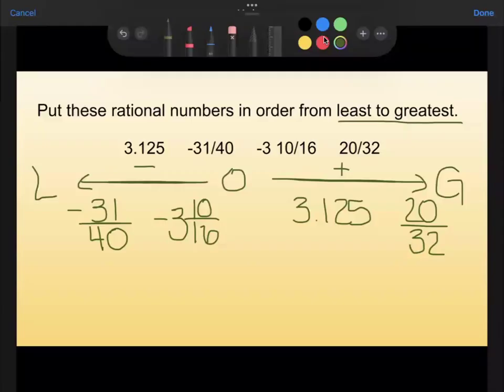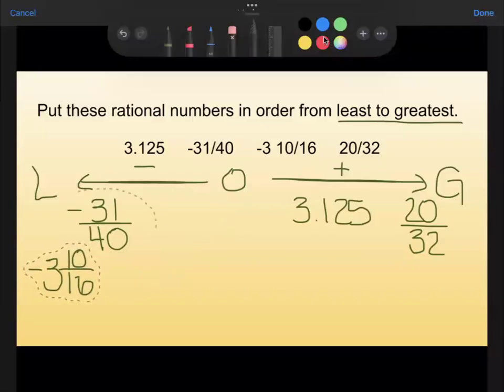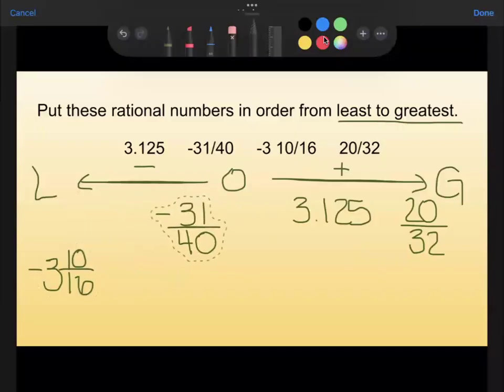So our first fraction is negative 31 over 40. There's no whole number there, but our second one is negative 3 and 10/16. There is a whole number there. So having three negatives is more than having no negatives or zero whole numbers. So I know that actually I need to switch these. I need to put this one over here, and then I'm going to switch this one and put it over here because negative 3 and 10/16 is farther away from zero than negative 31 over 40. So that is the order that that would go in.